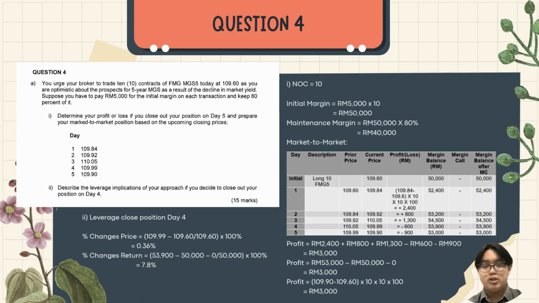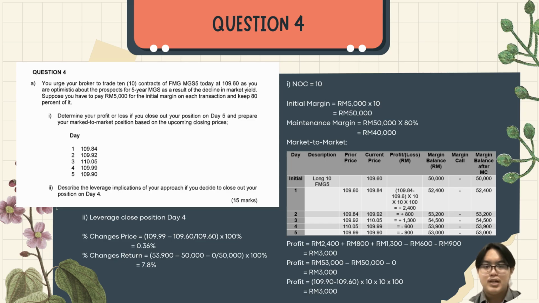Next, I will present question 4, which is about trading 10 contracts of FMG MGF5 future at the price of 109.6. In this question, the investor is optimistic about the 5-year MGS because the market yield is expected to decline. When market yield decreases, bond price usually increases. Therefore, the correct strategy is to buy the future contract. So the position is long 10 FMG MGF5 future contracts at 109.6.